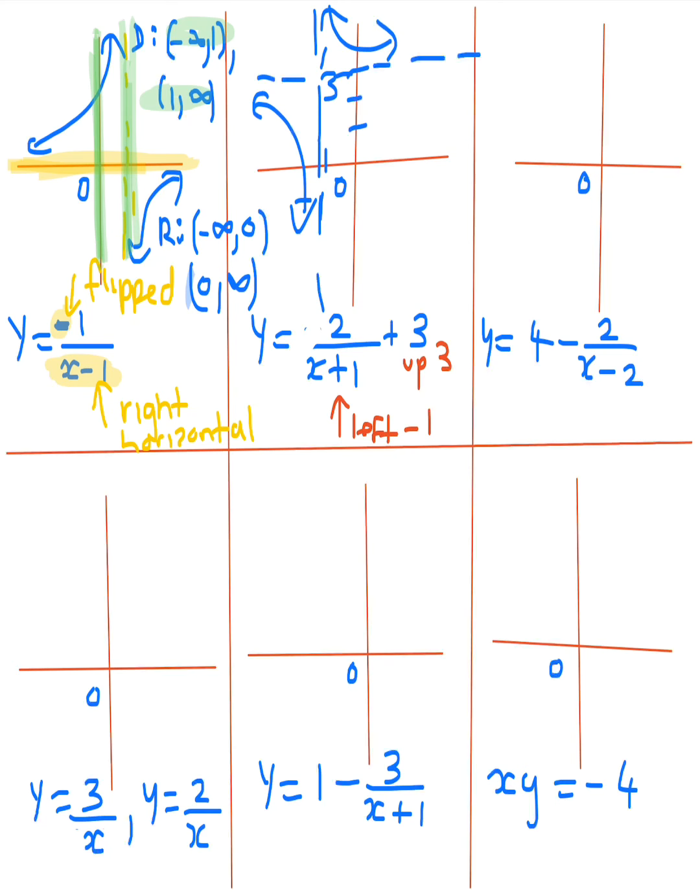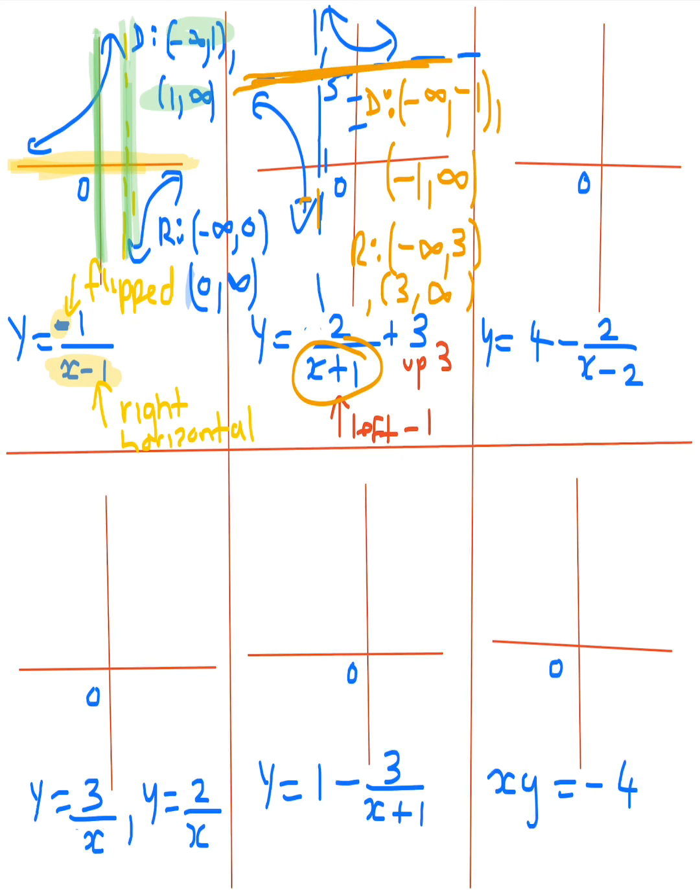Okay, and if you look at the domain and the range here, the domain would be all of the x's, except we can't have x is -1. When x plus 1 is 0 on the denominator, that would mean x is -1. So it's -infinity to -1, and then -1 to infinity. And the range is going to be -infinity up to 3, and then 3 up to infinity, because 3 is what it can't equal.